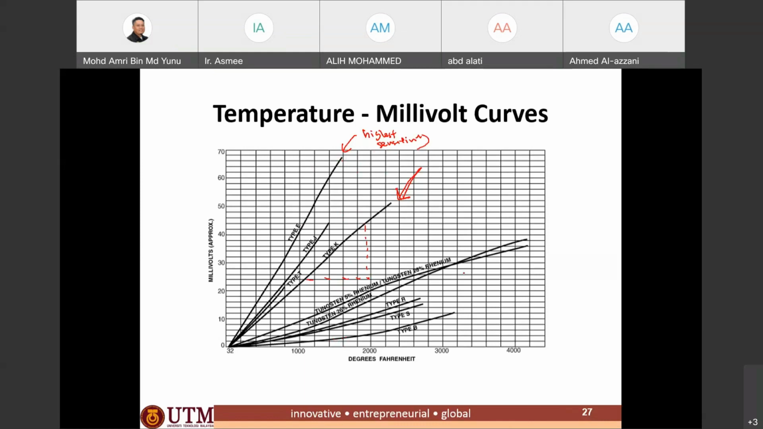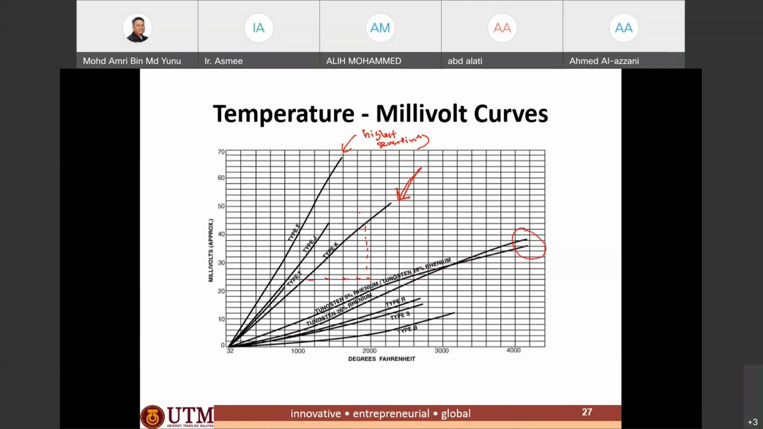As you can see in the other comparison, like in the range of sensor, the thermocouple that uses the combination of tungsten has a very wide range, but low or poor sensitivity, and also the response. You see, the response is not nicely linear.